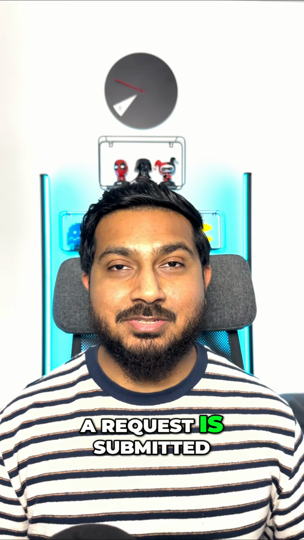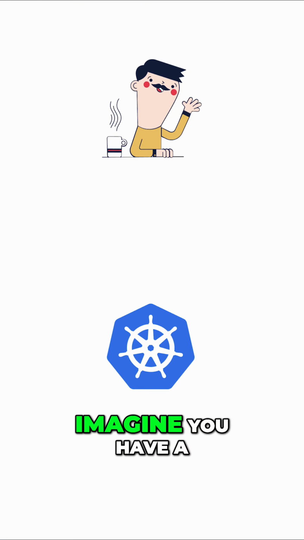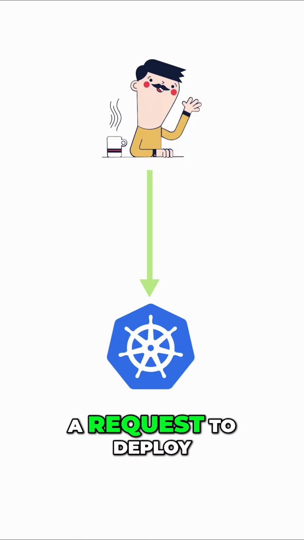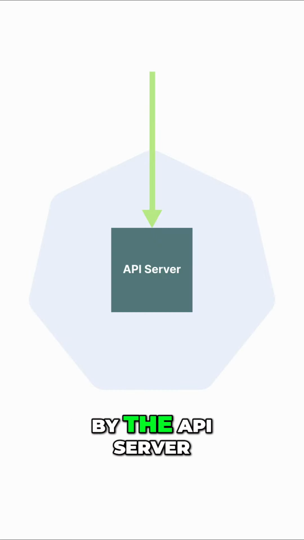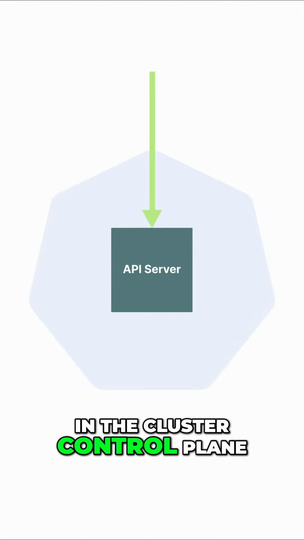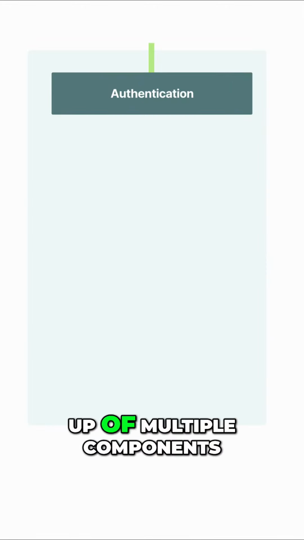The Kubernetes API plays an important role when a request is submitted to the cluster. Imagine you have a cluster and you submit a request to deploy 2 replicas of a pod. This request is received by the API server in the cluster control plane. The API is made up of multiple components.